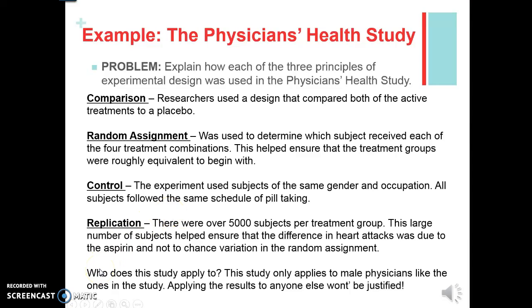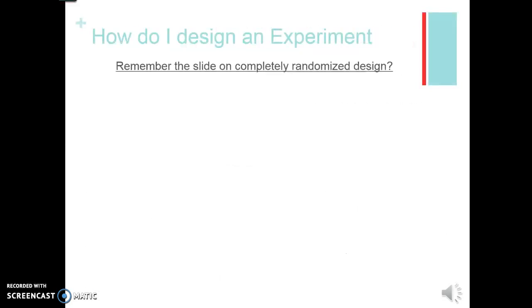All right, so the one last thing that I wanted to go over with the four principles of experimental design is who exactly does this study apply to? So even though we've created an experiment that we're allowed to do inference on, which means we can make conclusions about the larger population, it's only going to apply to male physicians just like this one in the study. So if we take these results and apply them to females, it doesn't really make sense because they weren't included in the study, so we can't make any conclusions about them.